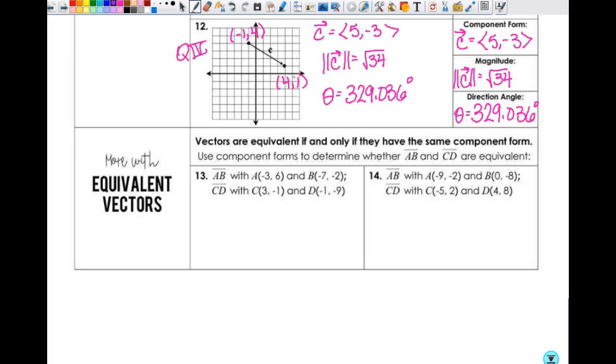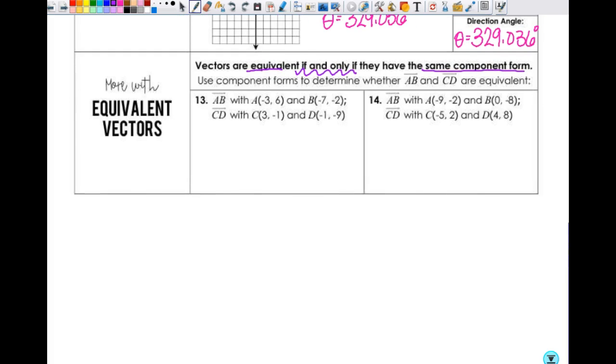Okay, so here's another thing about equivalent vectors. Remember the stuff we marked off on the first page where it would have taken a ton of work that we don't necessarily need to do, because it says vectors are equivalent if and only if they have the same component form. Your component form gives you distance and direction. So it's going to be the same if they have the same component form. So we're going to use that to figure out if these are equivalent vectors.